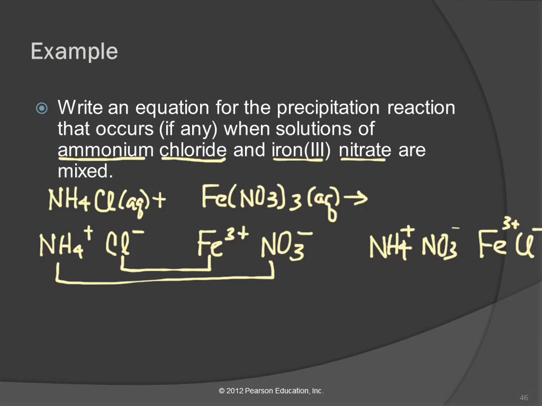So ammonium and nitrate are both a charge of plus 1, minus 1, so those we just squish together and they're good. Iron is plus 3, chloride is minus 1, and so that's going to be FeCl3, all squished over there on the side.